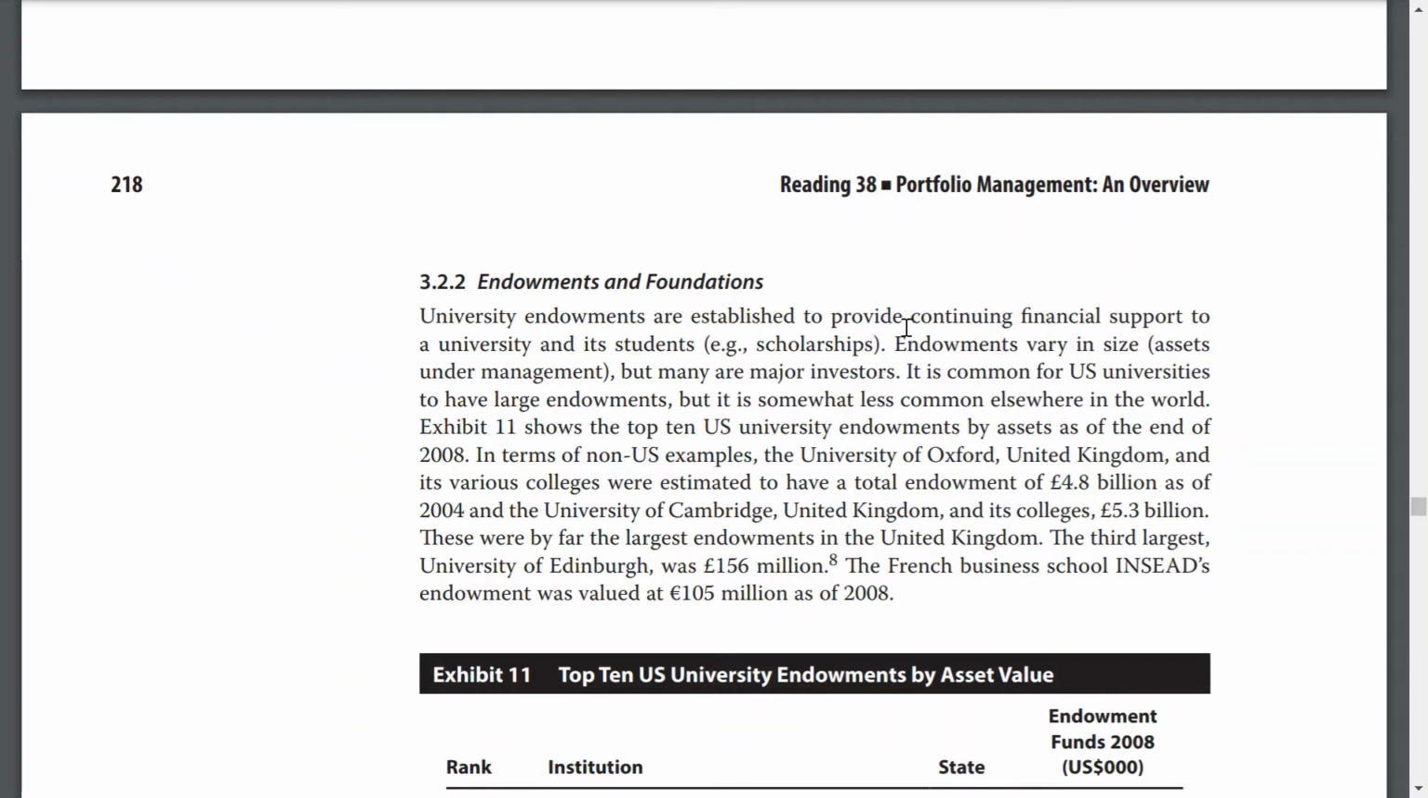Exhibit 11 shows the top 10 U.S. university endowments by assets at the end of 2008. In terms of non-U.S. examples, the University of Oxford, UK, and its various colleges were estimated to have an endowment of 4.8 billion as of 2004. The University of Cambridge, UK, has 5.3 billion. These were by far the largest endowments in the UK. The third largest is the University of Edinburgh with 156 million. The French business school INSEAD's endowment is 105 million.